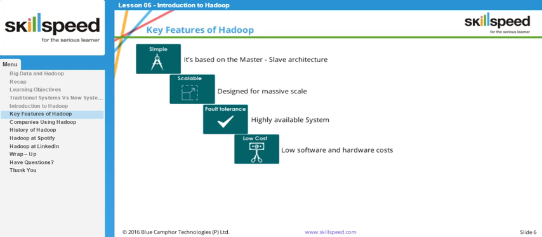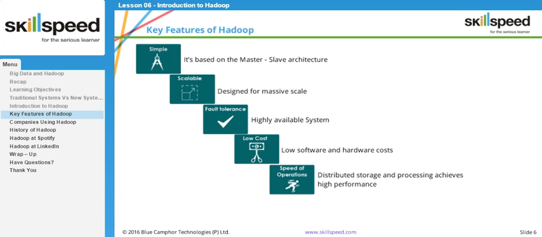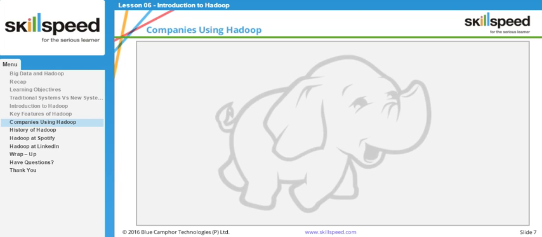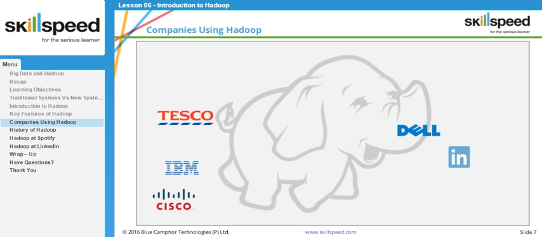And there is low software and hardware cost for Hadoop, the storage and processing is distributed, and there is no license cost, and it is supported by a very large developer community. Here we can have a look at some of the big names in the industry who are using Hadoop, such as Tesco, IBM, Cisco, Dell, LinkedIn, Hortonworks, and Microsoft itself.